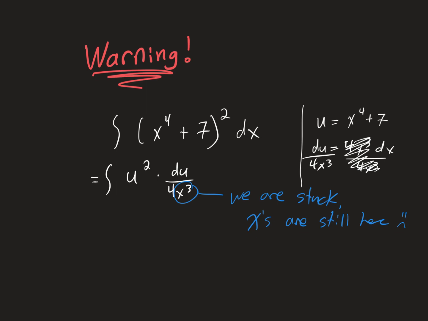So if you actually wanted to find the antiderivative here, what you would have to do is FOIL out whatever x to the 4 plus 7 squared is. You'd have to actually square that. Then you would get 3 pieces, but then you could just take the antiderivative of each of those pieces individually.